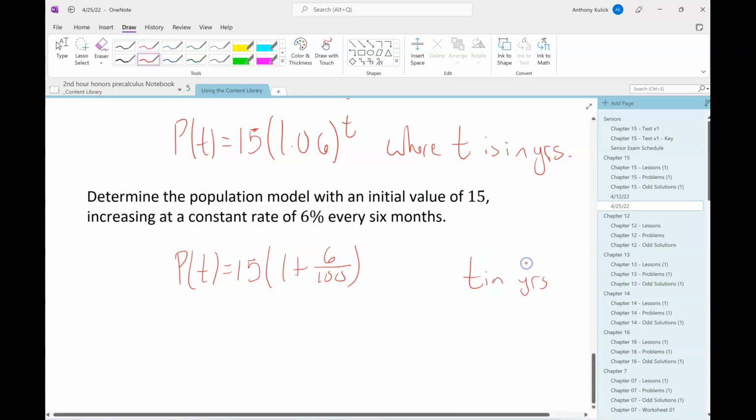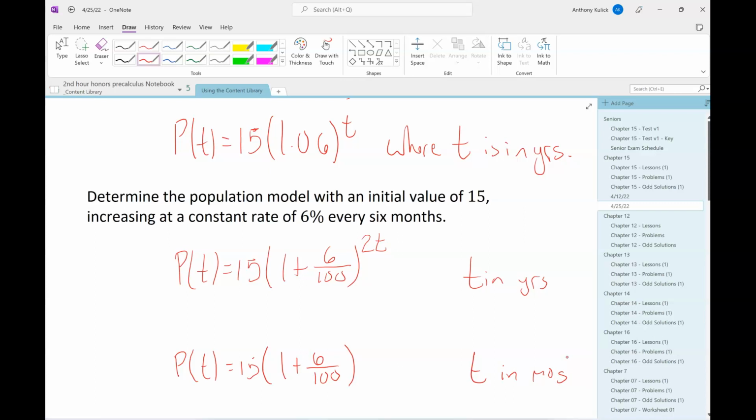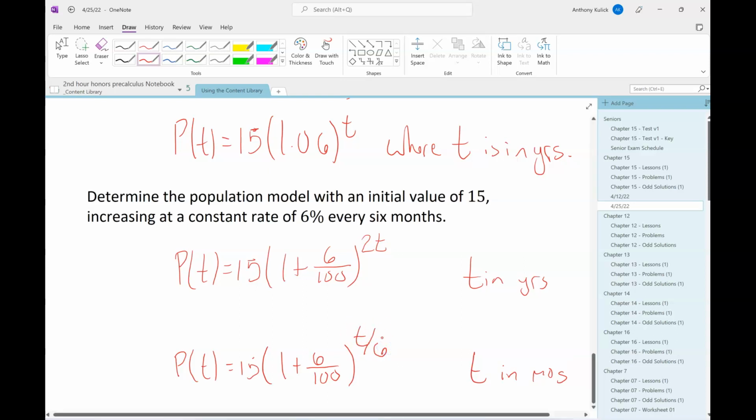How many times does 6 months occur into 1 year? Twice. So this should be 2t. Everybody cool with that? So we have 2 of those full rate changes in 1 year. If t is in months, how many rate changes do we have in 1 month? 1/6. So I would write t over 6.